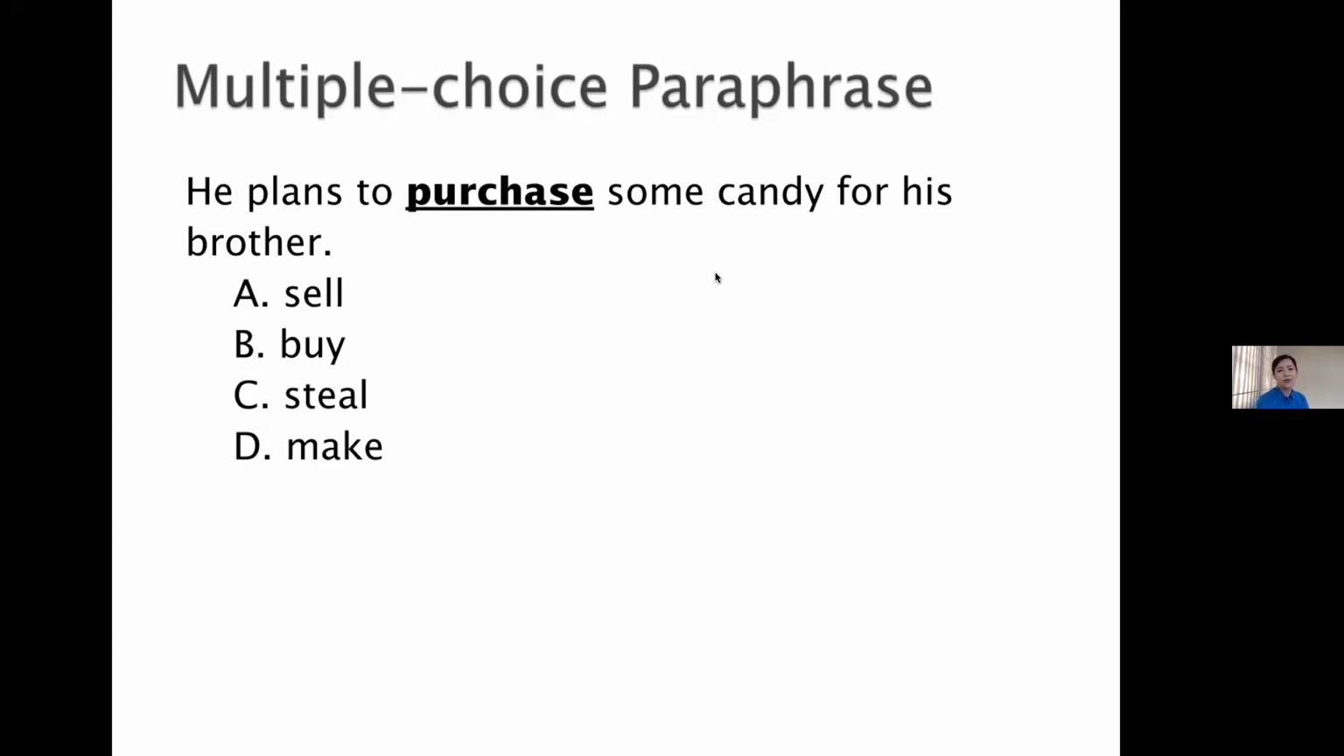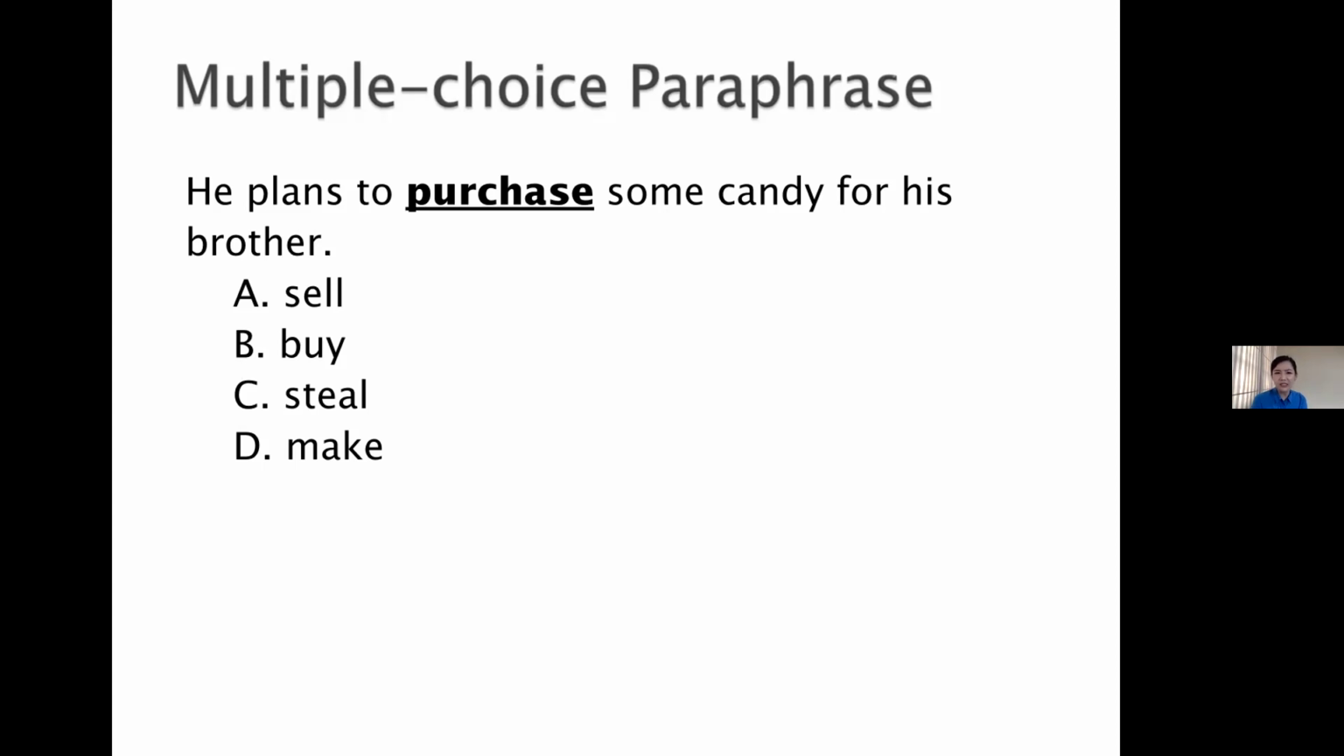And this one: he plans to purchase some candy for his brother. What's wrong with this item? No answer. So this is another kind of vocabulary test we call multiple choice paraphrase. You have to choose the choice that has more or less the same meaning as the underlined word, right? So it's different from the previous one. The previous one is fill in the blank with multiple choices, but this one is paraphrasing.